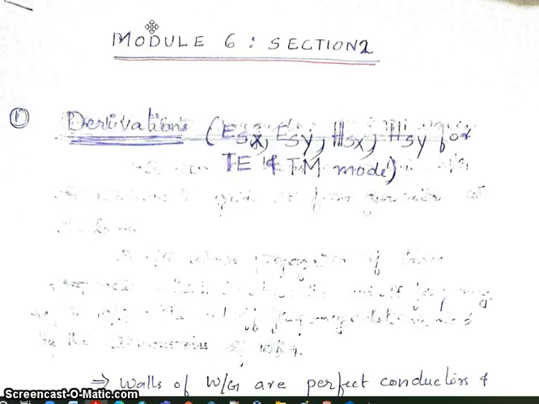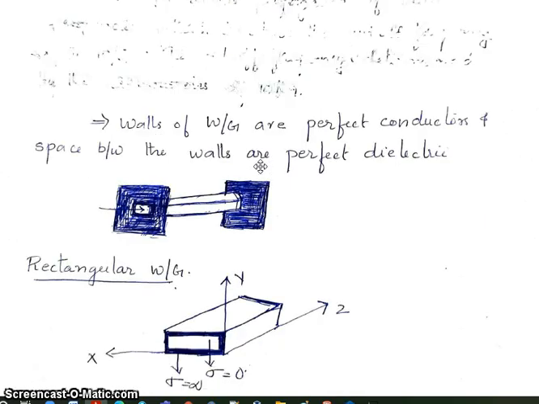Good morning, students. In this section, we will see the derivation for ESX, ESY, HSX, HSY for TE and TM modes of a rectangular waveguide. And here, the derivations are done on the assumption that walls of the waveguide are perfect conductor and the space between the walls is perfect dielectric.